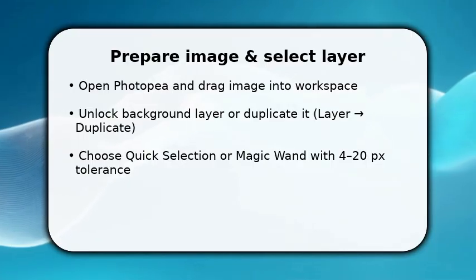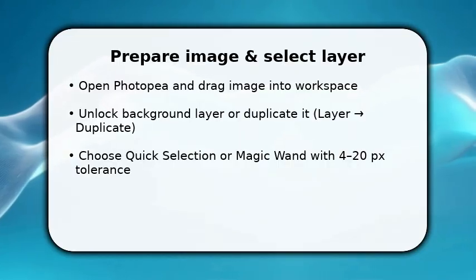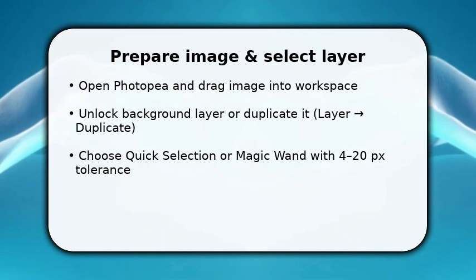As you click and drag, add to the selection for foreground coverage. Hold Alt to subtract where the tool overshoots. Once you have a rough selection, make sure edges are visible and proceed to refine rather than continuing raw deletions.